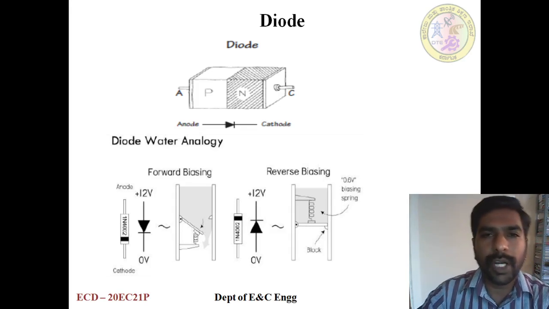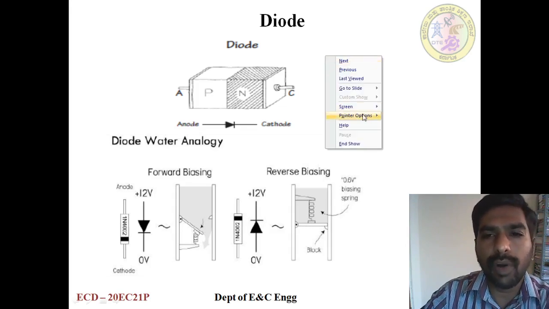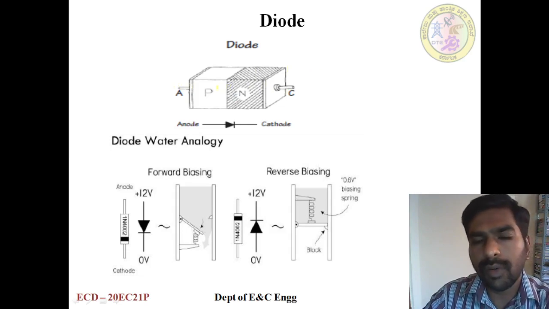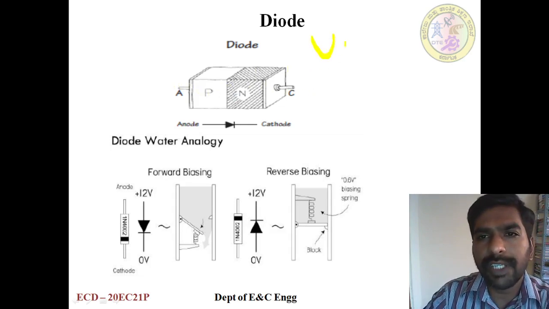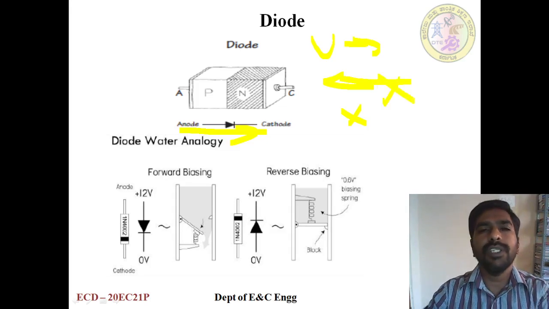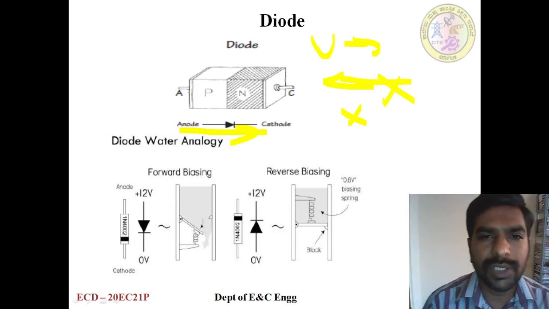First is the diode. What is meant by the diode? A diode is an active component. It has two terminals, and it passes the current in one direction only. That means it is called a unidirectional device. It flows the current from the anode to the cathode in one direction, and it blocks the current flow from the cathode to the anode. This will never happen. That's why it's called a unidirectional device.